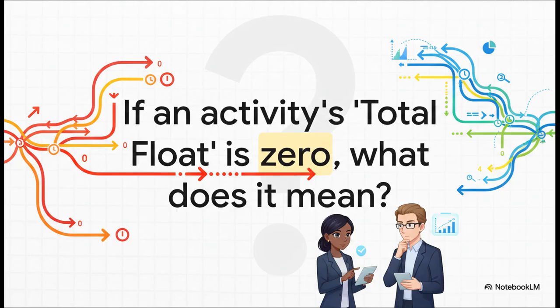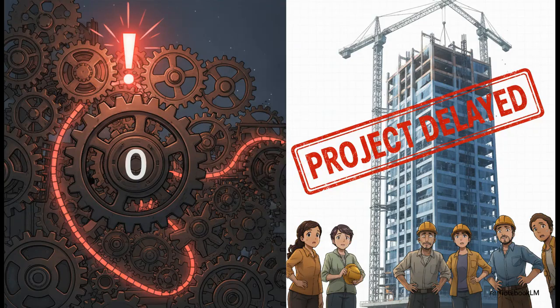Okay, let's do a quick final check to lock this in. If you see an activity and its total float is 0, what does that mean? A, it's non-critical. B, it can be delayed a bit. C, it is critical. Or D, the project is actually ahead of schedule. And the answer is C, of course.